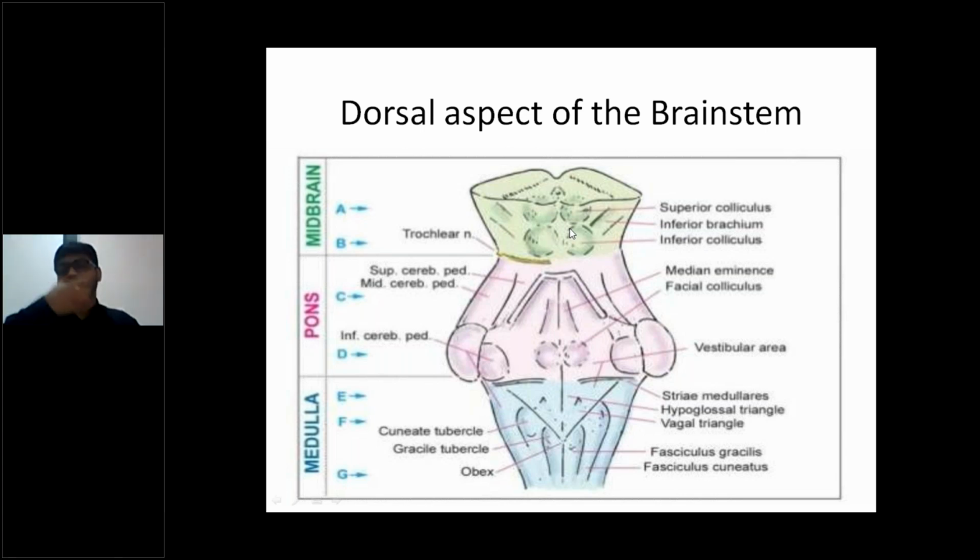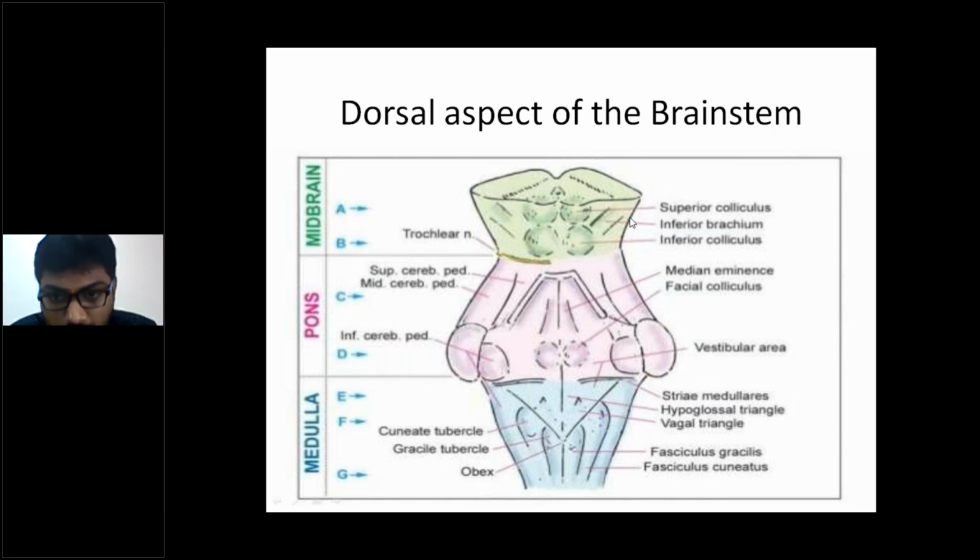So see, if this is the brainstem, right? This is the brainstem. Previously I showed you the ventral aspect, the anterior part of the brainstem. Now I'm showing the posterior, dorsal aspect of the brainstem. Okay. If you take the transverse section, this is the transverse section. If this is the brainstem, right? So this will be the transverse section. Transverse section I will be showing in the next images.